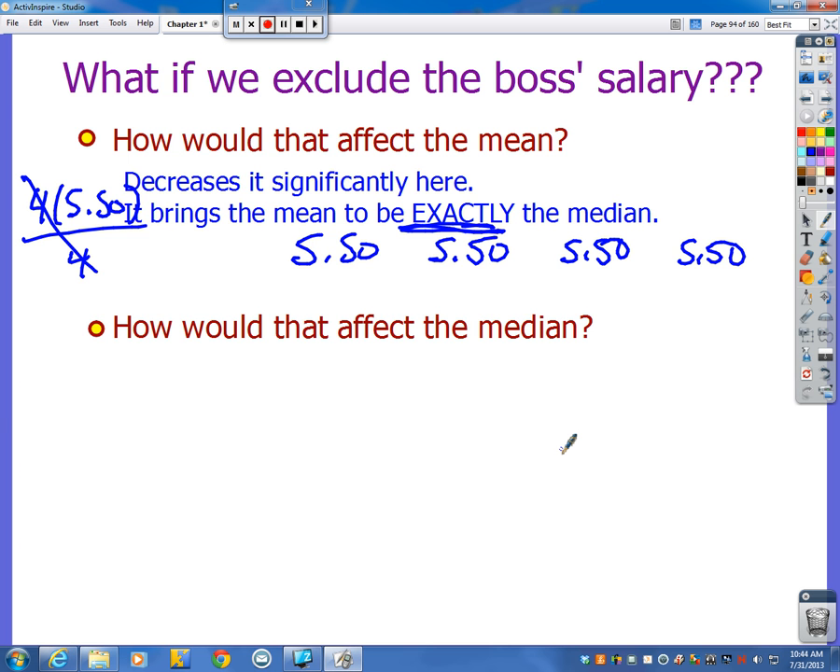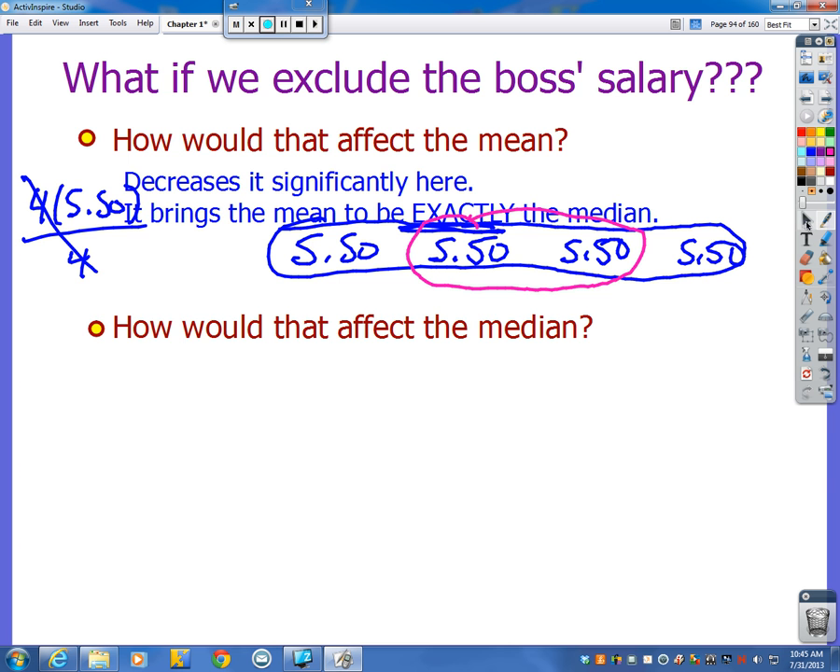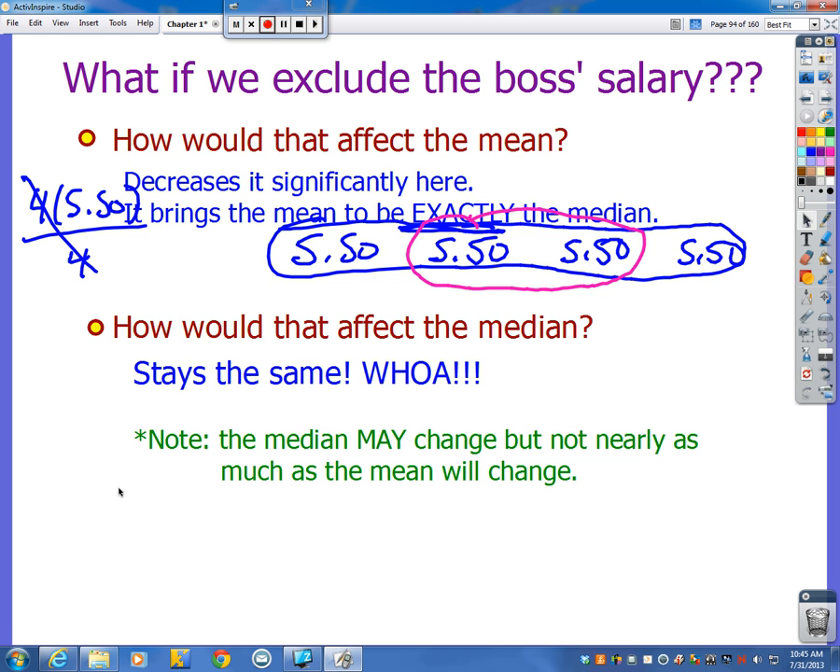Will that always be true, that once you get rid of an outlier, the mean and median will be the same? No, it just happened to work out in this case because all of our other values, once we got rid of the outlier, were all the same numbers, these $5.50s. How does that affect the median? Well, let's see. We no longer truly have a middle number, right? So we would have to take the average of 5.50 and 5.50, which is 5.50. So it stays exactly the same.